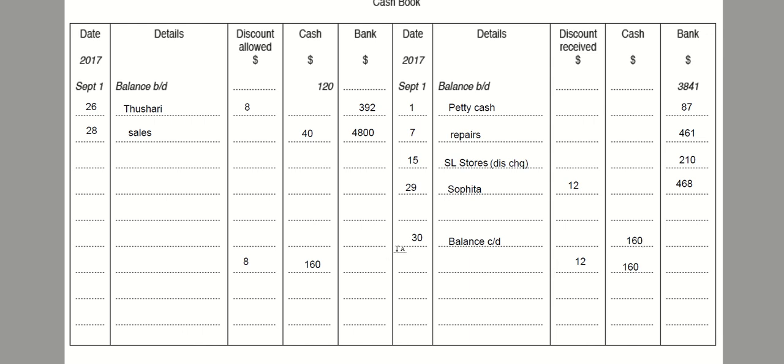Let's check the bank. For bank, always be careful because it could be bank overdraft. So let's double check. Add the numbers in the bank column on the debit, and right at the top, just pencil in 5192, then check the numbers on the credit, add them up. So 3841, 87, 461, 210, and 468. They are adding up to 50.